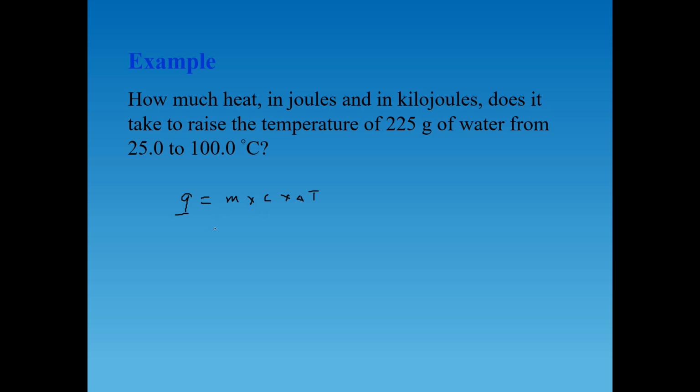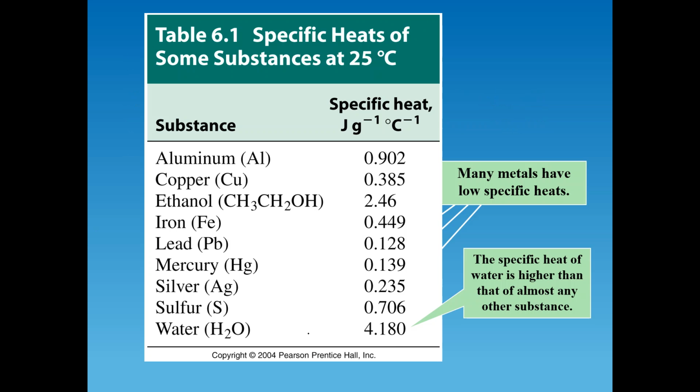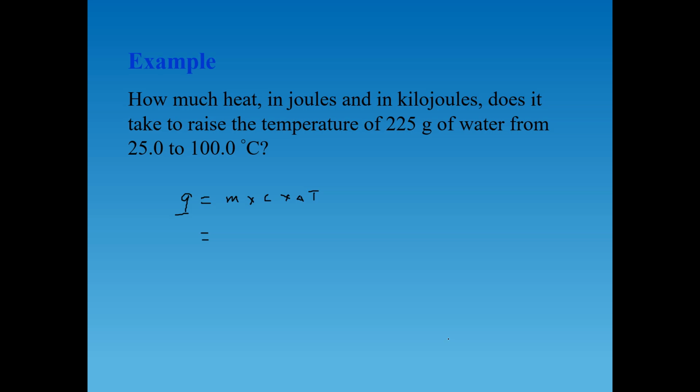Now, in this case, you are not given the specific heat of water in the question directly, but that would have to be given to you in a test situation. And according to the table, the specific heat of water is 4.180 joules per gram degree Celsius. So let me just put the numbers in.